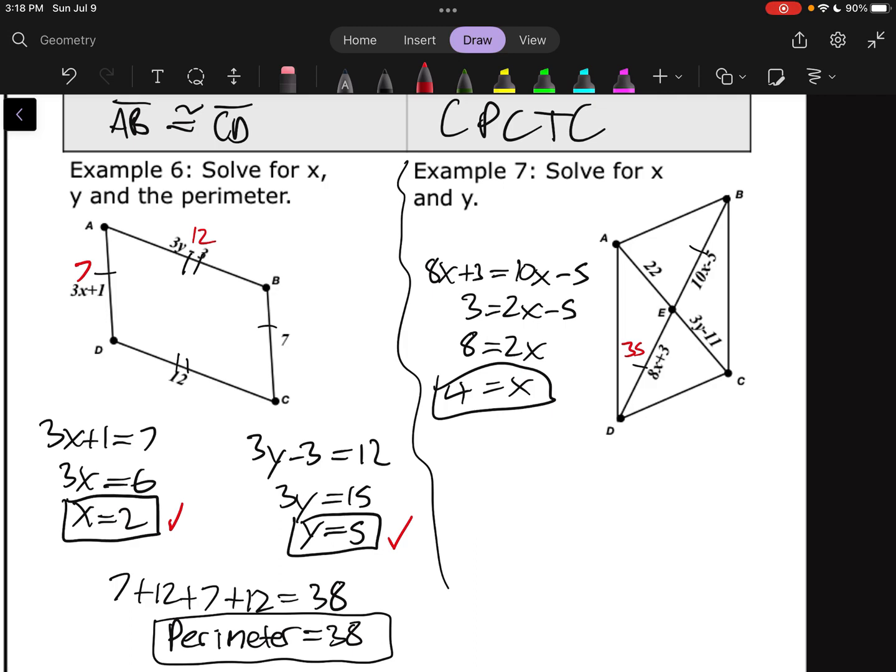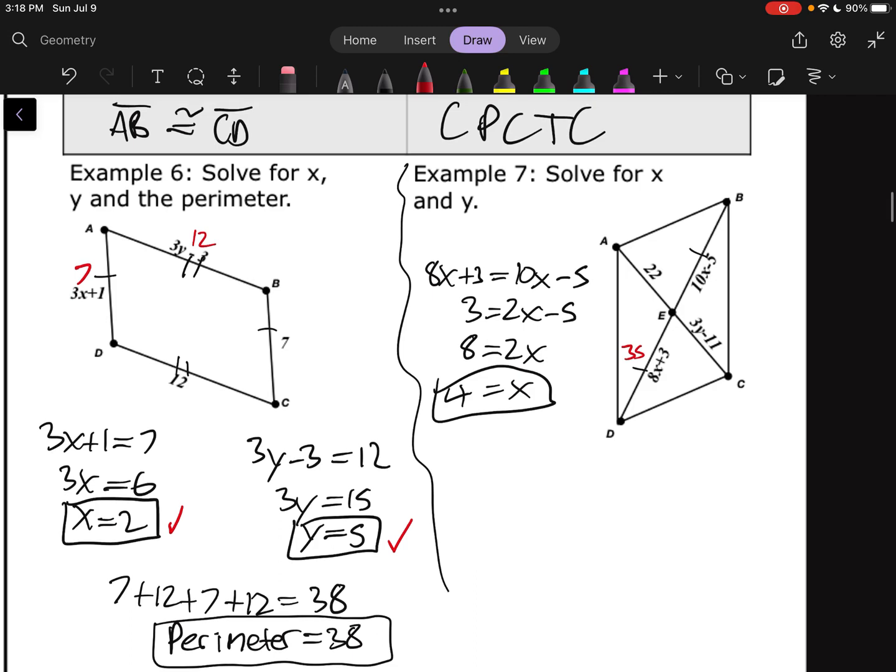And then 10 times 4 is 40, minus 5 is 35. So got the same thing there. That diagonal was bisected, so that works.